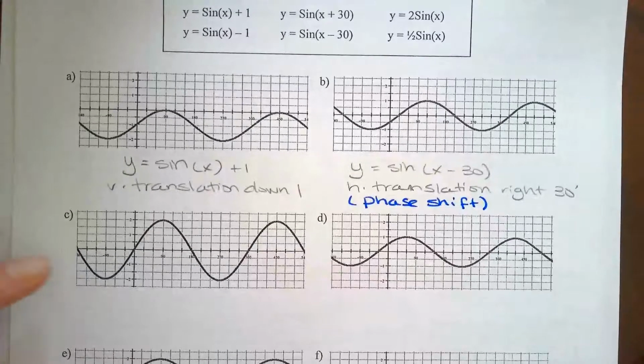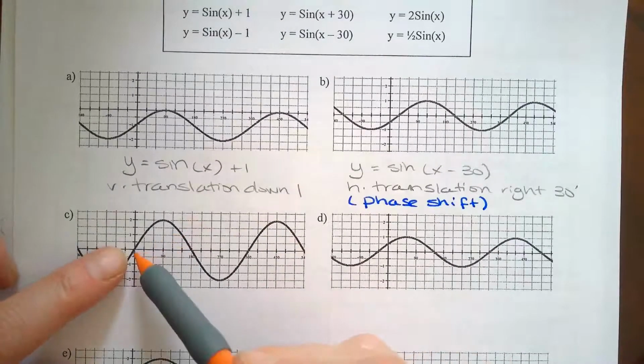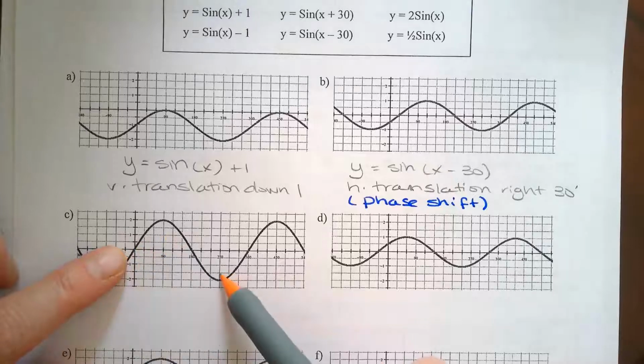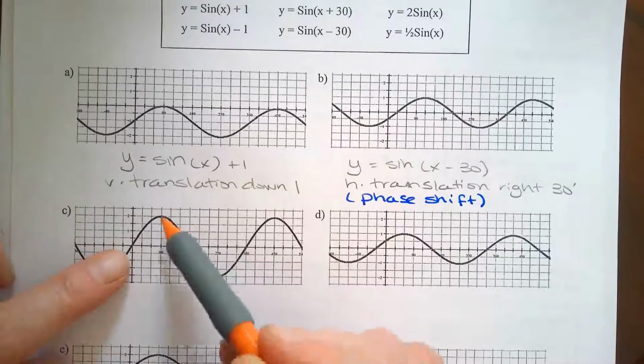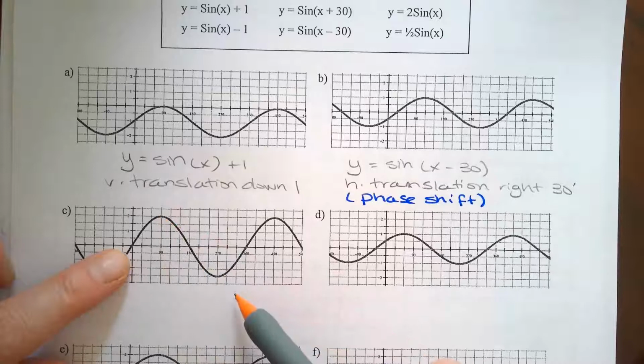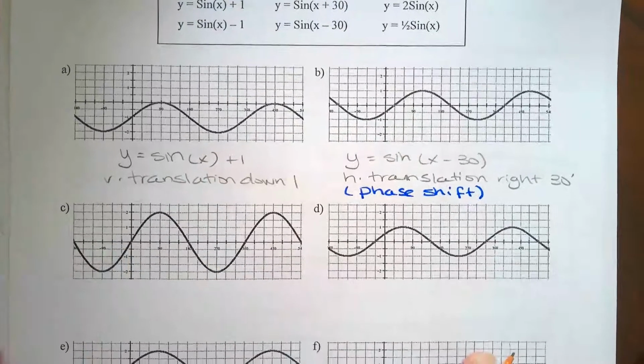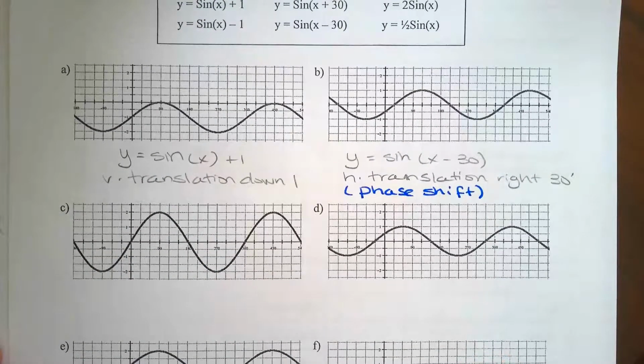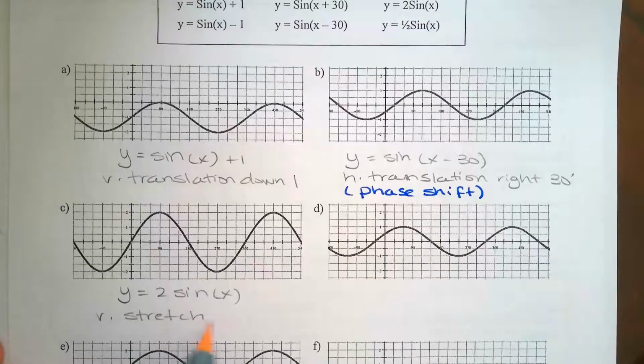If I look at this next one, the graph would normally only go up to 1 and down to minus 1. But now it's been stretched up to 2 and to minus 2. So this is likely the vertical stretch. So we say y equals 2 sine x, and this gives me a vertical stretch of 2.